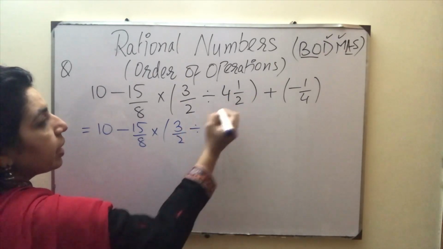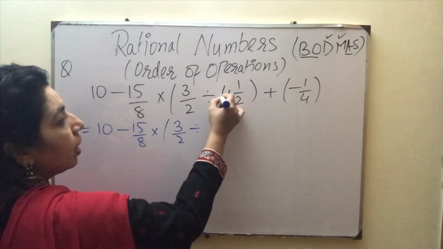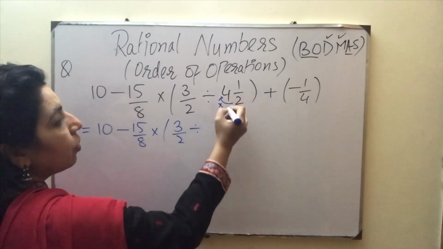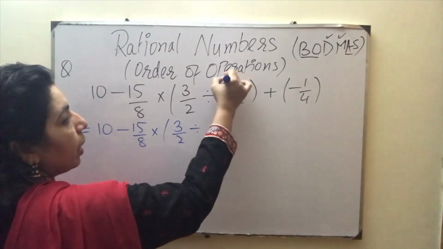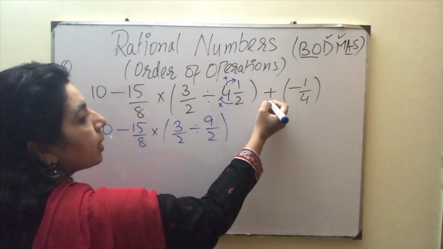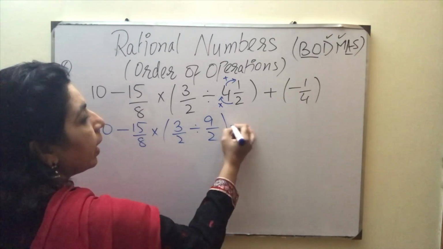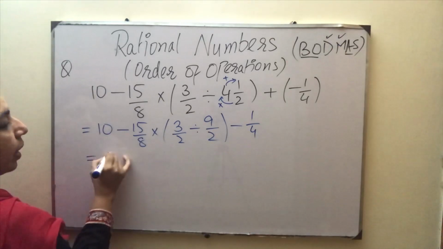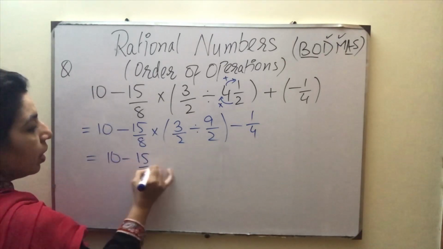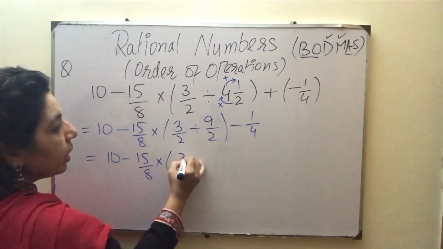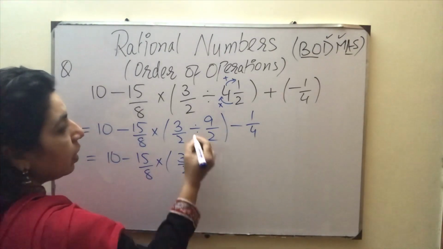So first I shall change it into an improper fraction. 4 2s are 8 plus 1, 9 by 2. This plus sign will not affect the inner sign and inner sign will come out. In the next step I shall open this bracket. How? I shall flip the number after the division sign.